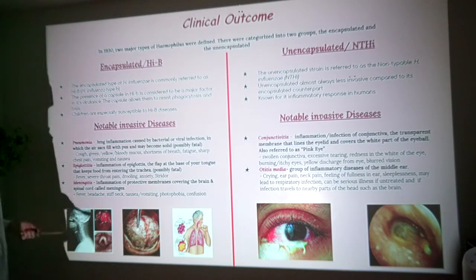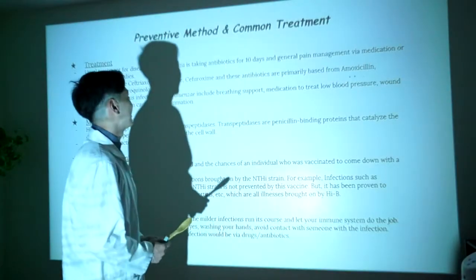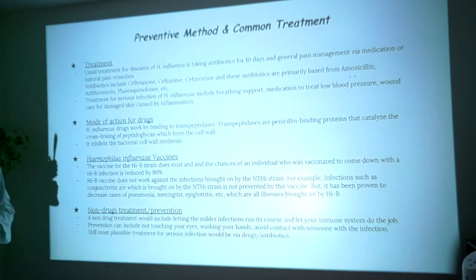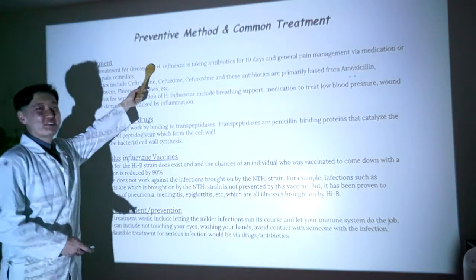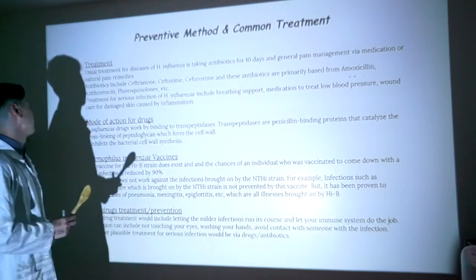In 1930, two major types of Haemophilus influenzae were defined, and these two are the ones that we just talked about. I'll be talking about now the preventative and common treatments of a Haemophilus influenzae infection.